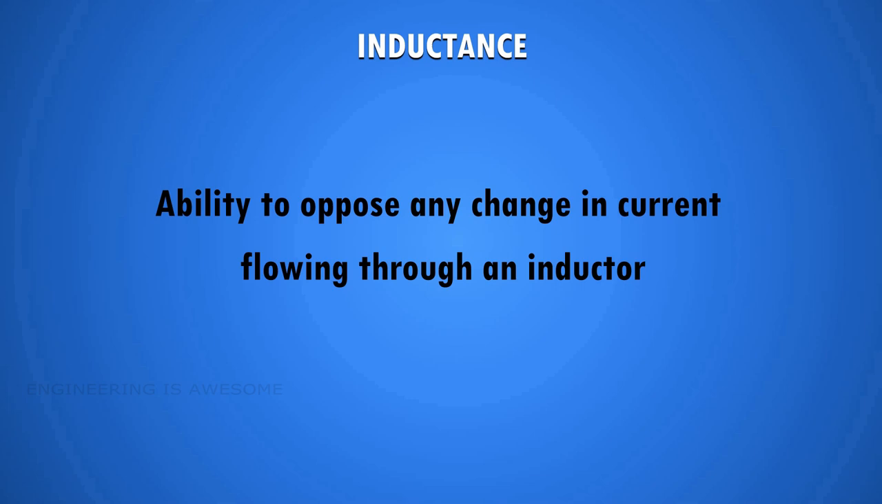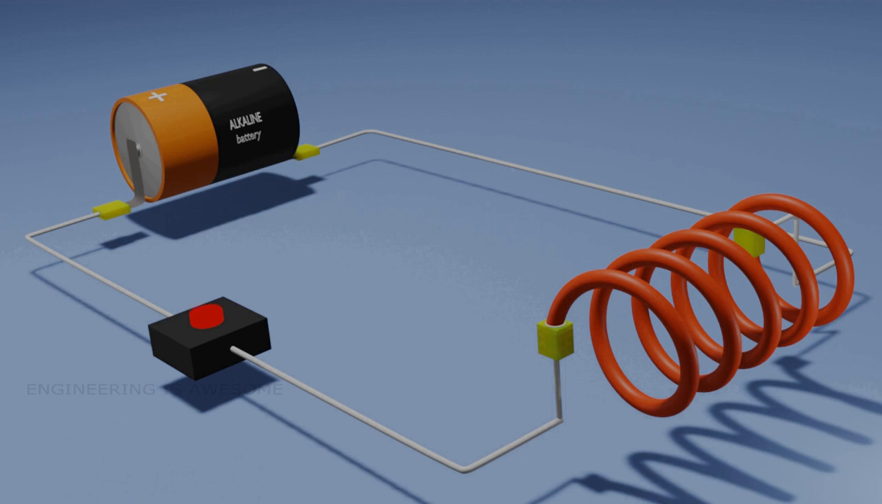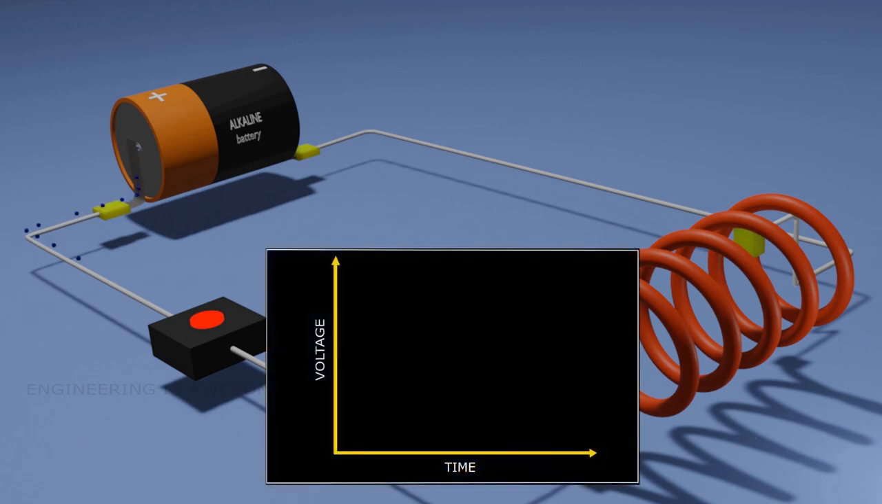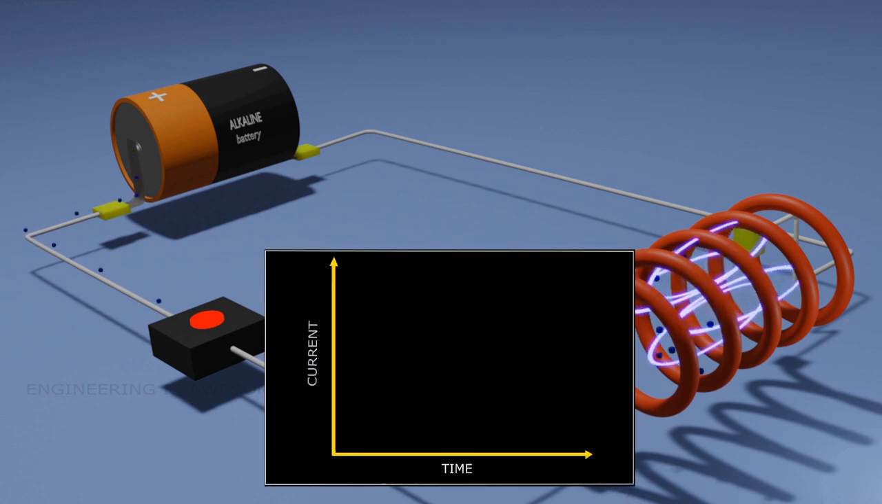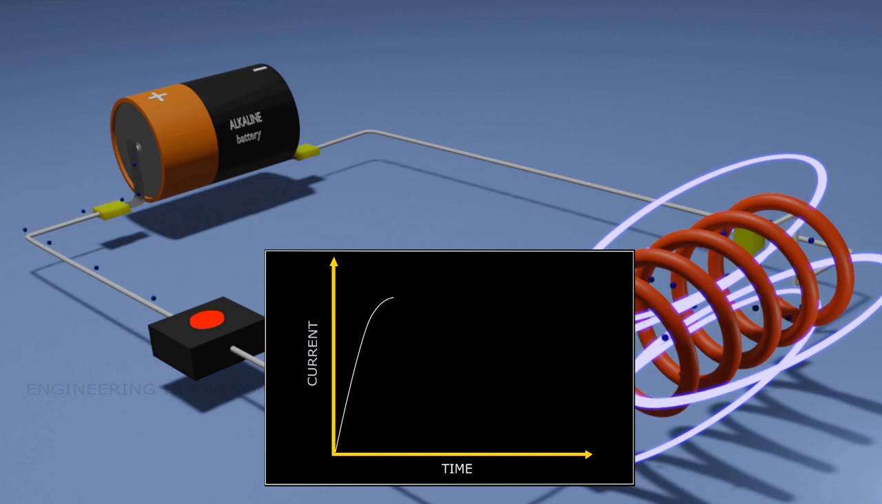Inductance is the ability to oppose any change in current which is flowing through an inductor, whether it be in magnitude or in direction. Consider this inductor with a certain number of turns. When the circuit is closed, the voltage across the inductor instantly jumps to its peak value, but the current flow increases from 0 to maximum at a very gradual rate.